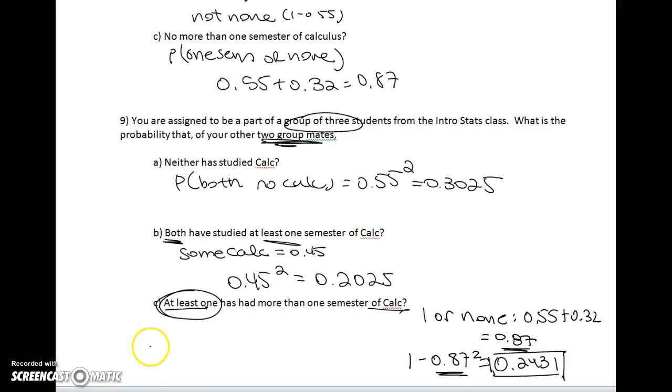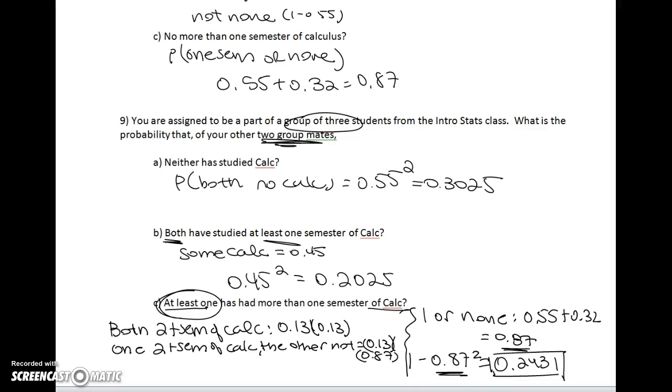Alternately, you could think of all the different options. So pause me, and I'm going to list them all below. Alternately, you could look at the different ways this could happen. Both of your group members could be good, solid calculus background people, where they both have 2+ semesters of calculus. So they'd be 0.13 times 0.13.